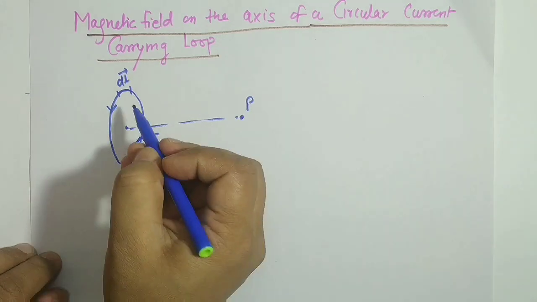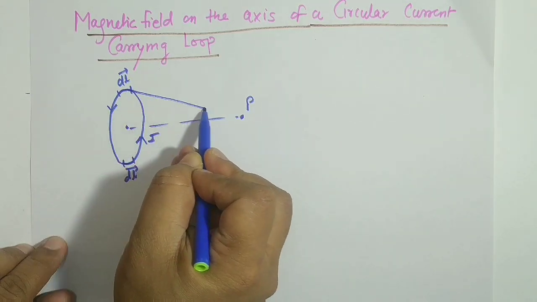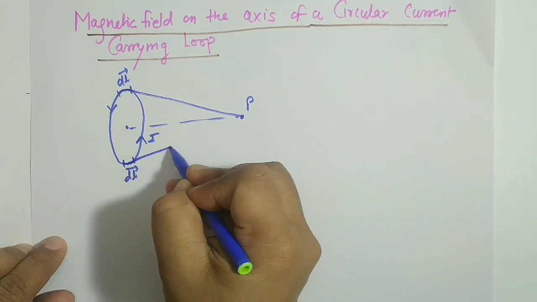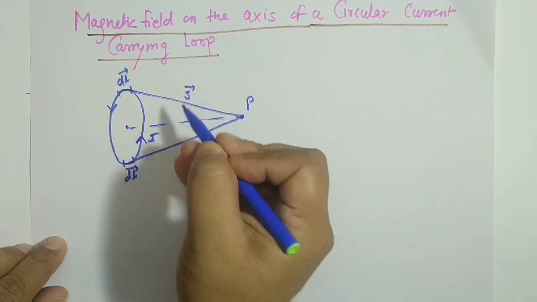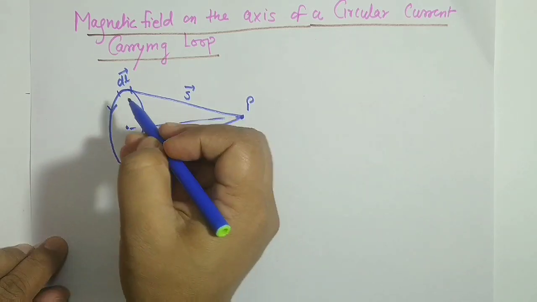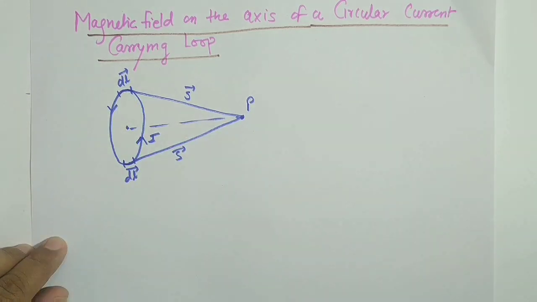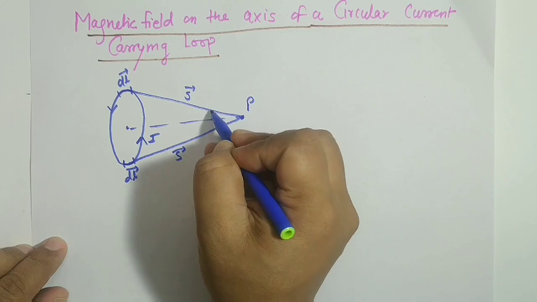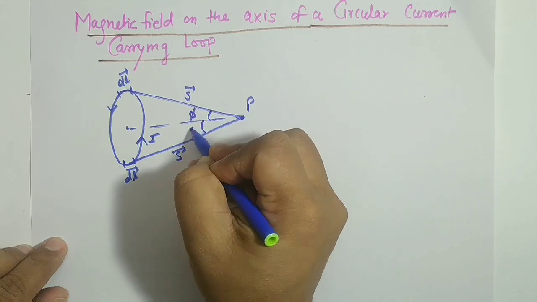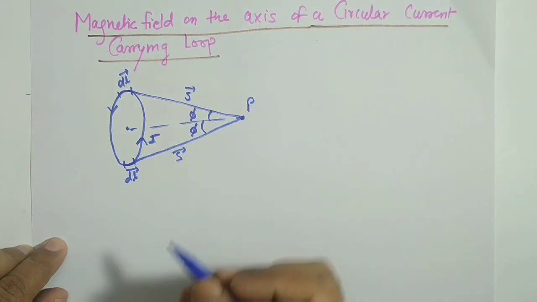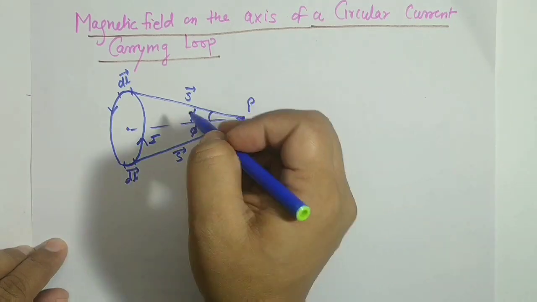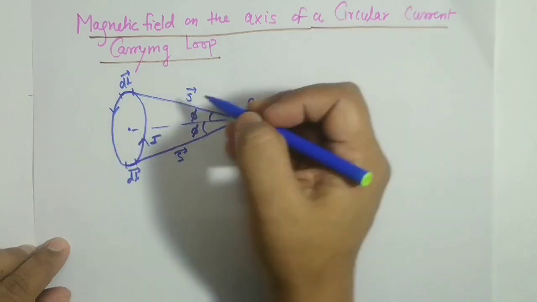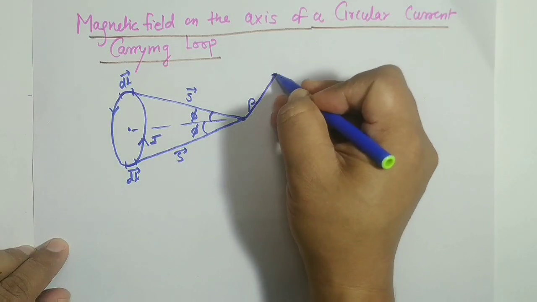Now do you know what we do? We join them to this point. Both these distances, say this is the position vector of that point, are at 90 degrees with dl. And now this is angle phi, so this will also be angle phi. And at this point, due to dl, because the magnetic field is perpendicular to both, dB will go to this side.